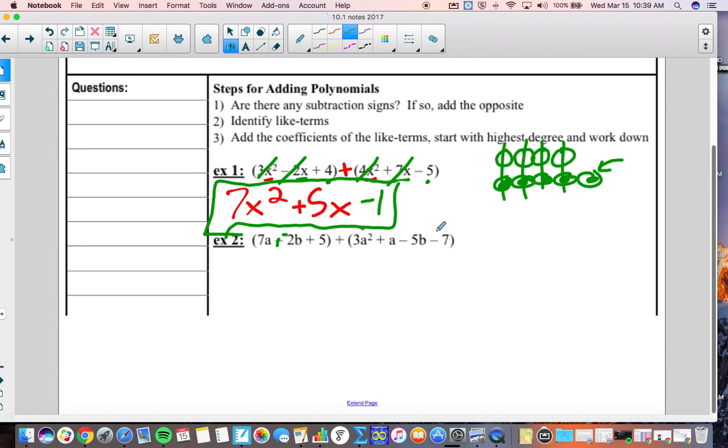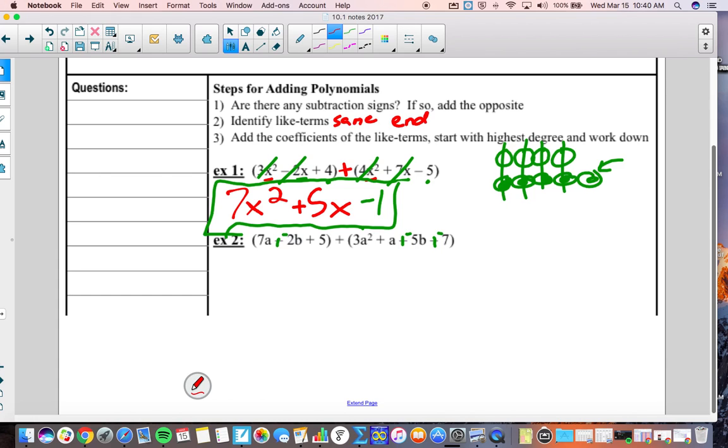If you don't make that mistake, if you know that this minus sign here makes this 5 negative, you don't need to add the opposite. But if you realize that you do make that mistake sometimes, it just takes a couple seconds to go through and put that adding an opposite or adding the negative sign with that negative real close to that number. So here we go. There are some subtraction signs, so I changed that to adding the opposite. Now we try to identify the like terms, things that have the same ending.